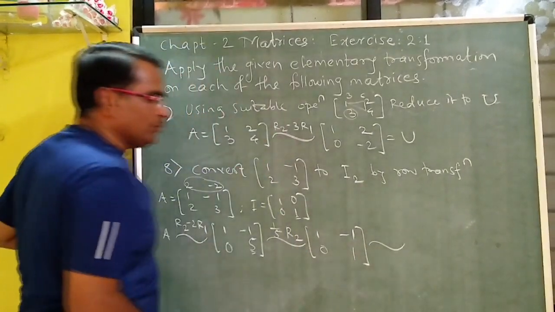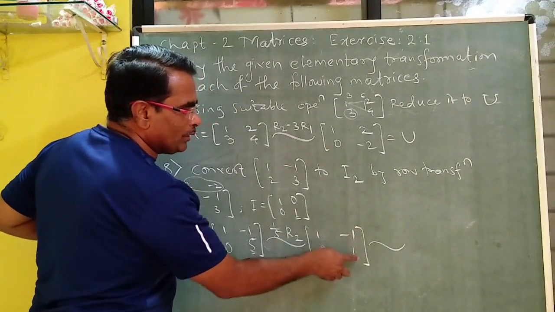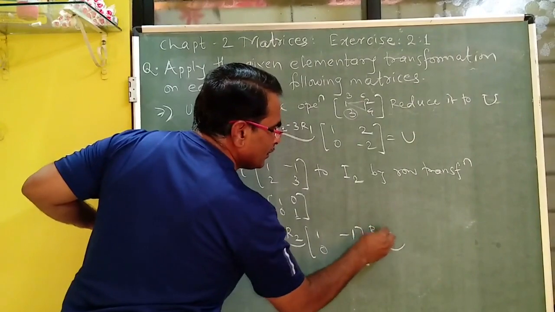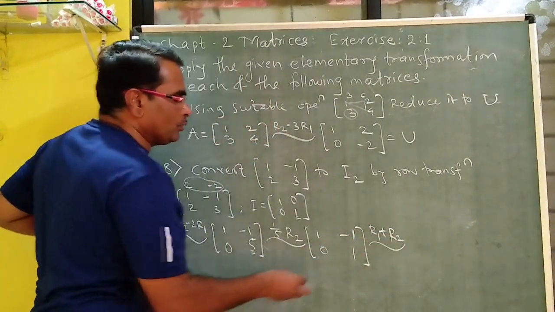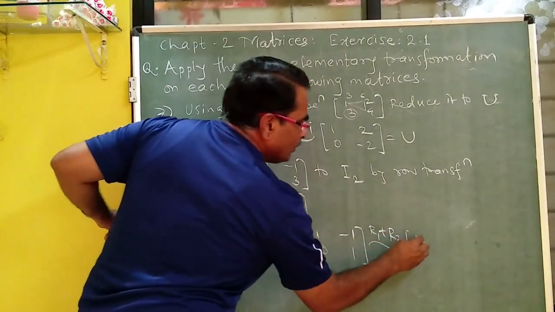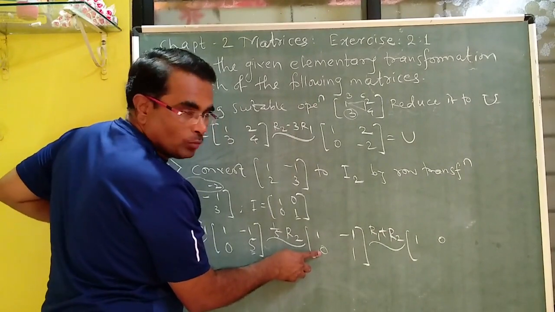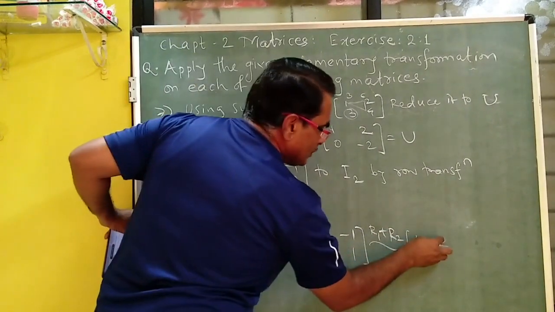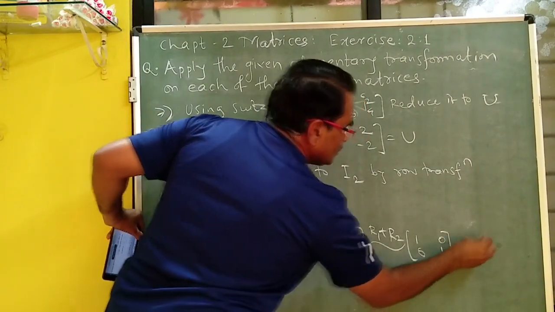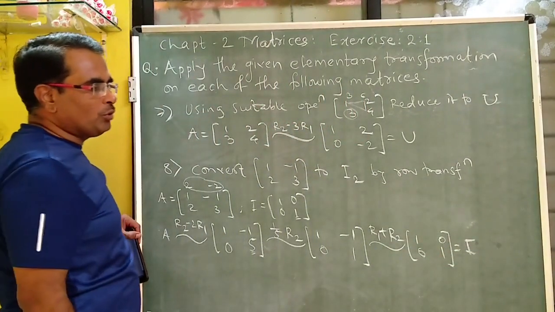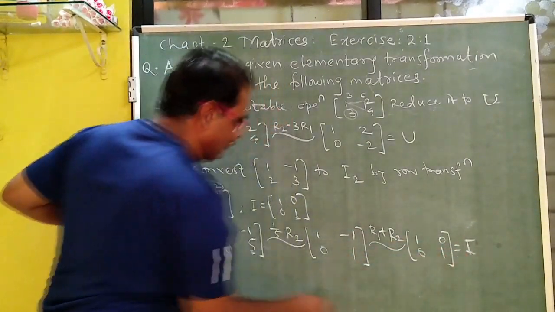Now only one operation we require, and that is to make this element 0, you have to consider R1 plus R2. So consider R1 plus R2. Due to R1 plus R2, you will get 1 and 0, because 1 plus 0, it is 1, and minus 1 plus 1, it is 0, and there will be no change in second row. So 1 0 0 1, that is matrix A is converting to the identity matrix.